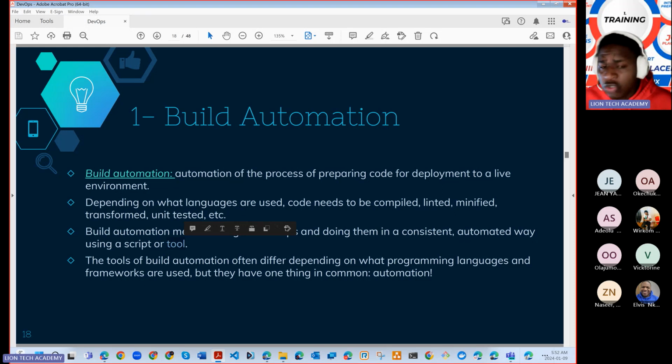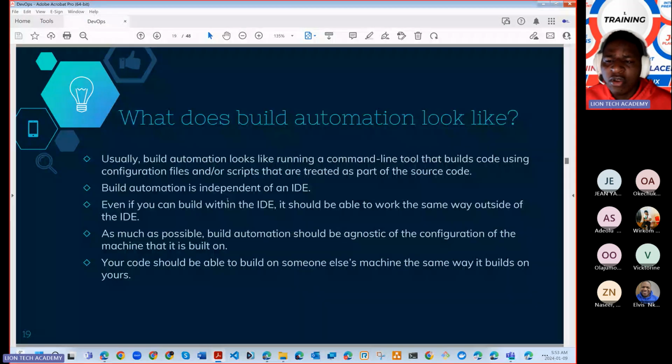So usually build automation looks like running a command line tool that builds code using config files and scripts that are part of the source code. Source code is what developers are going to develop. Build automation is what is independent of an IDE. What does IDE stand for? IDE stands for Integrated Development Environment.